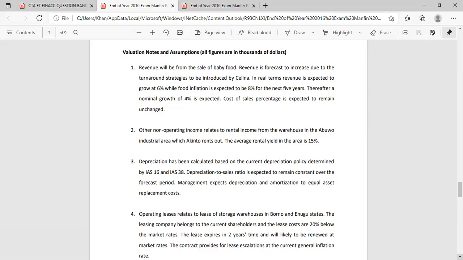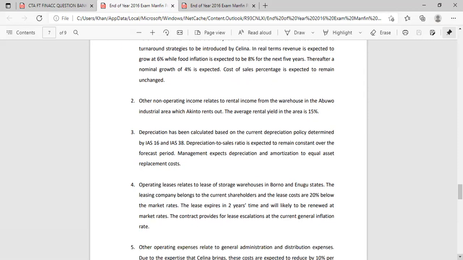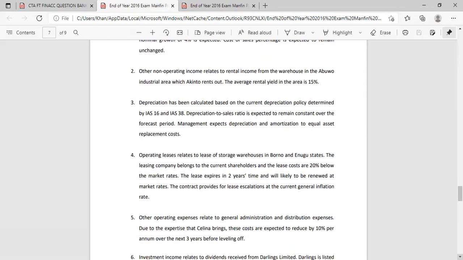Cost of sales percentage is expected to remain unchanged. Okay. They say other non-operating income relates to rental income from the warehouse in the Abuho industrial area, which Akinto rents out. The average rent yield in this area is 15%. Depreciation has been calculated on the current depreciation policy determined by IAS 16 and IAS 38. Depreciation to sales ratio is expected to remain constant over the forecast period. Management expects depreciation and amortization to equal asset replacement costs.